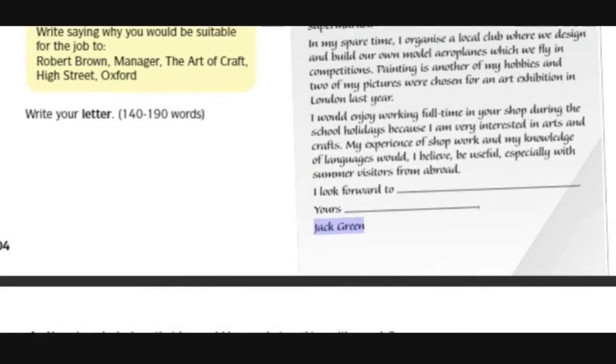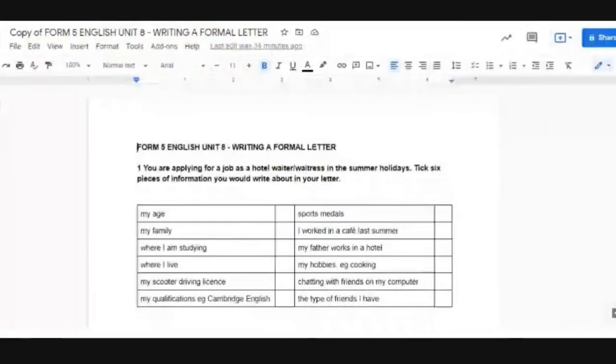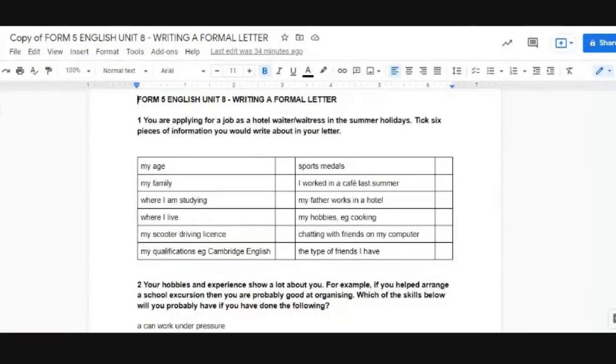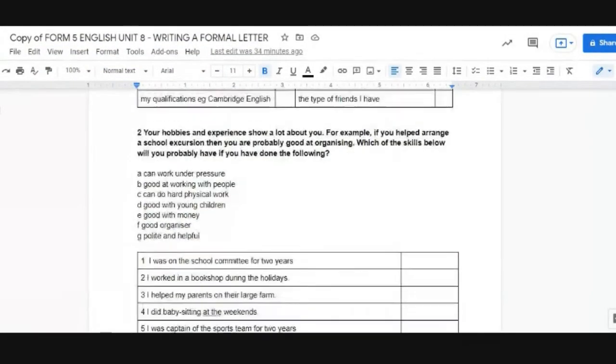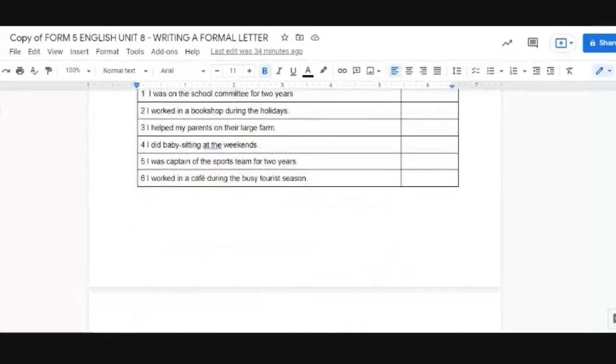Okay. All right. Okay, so based on this letter, this is the assignment that I have posted in the Google Classroom. Okay, this is basically what we have already discussed.